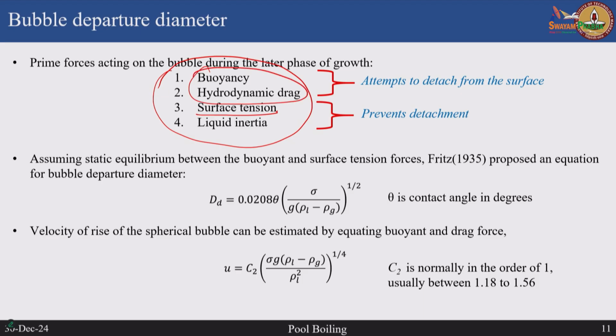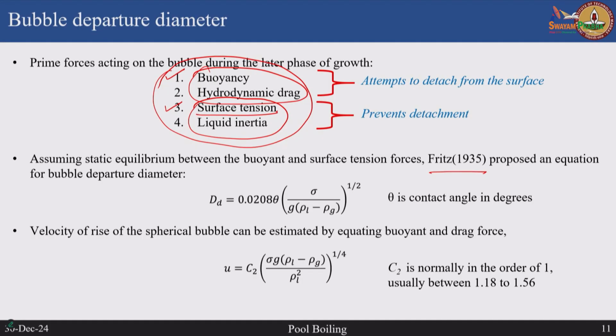The buoyancy and drag forces are forces which are going to detach the bubble from the surface. These are attempting to detach because they are acting in an upward direction, and the surface tension and the liquid inertia are basically preventing the bubble from detaching. So, essentially this is a balance between these two forces, the upward forces and downward forces. So, for example, when you want to calculate the average size of this bubble when it departs, you have to balance the buoyancy force with the surface tension force, because the buoyancy is trying to detach it, the surface tension is trying to hold it.